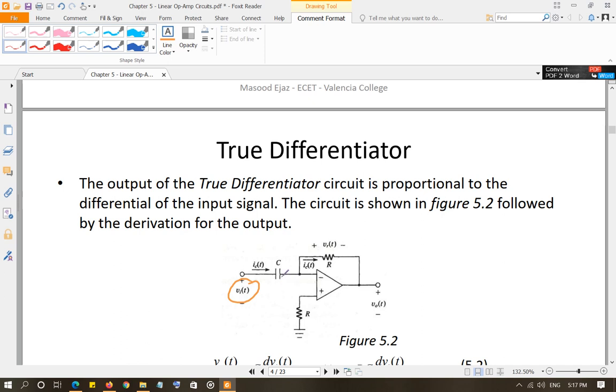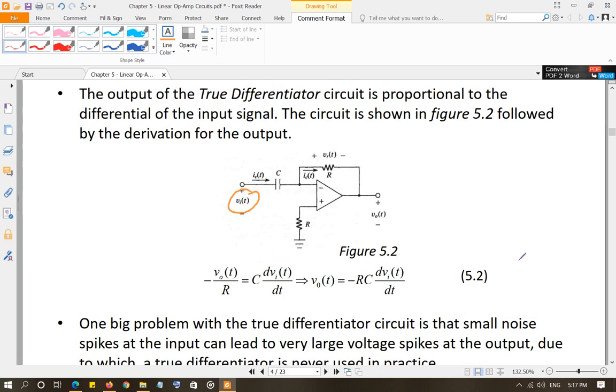Observe that all we did is we switched the position of R and C. For the true integrator circuit, C was in the feedback loop, R was in series with the input voltage, and in this case, of course, we switch those two components. So if we analyze this again with our usual analysis, the current going towards the virtual ground will be equal to the current going through the feedback loop. Then we can write down.